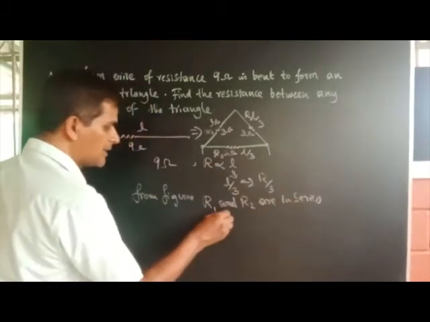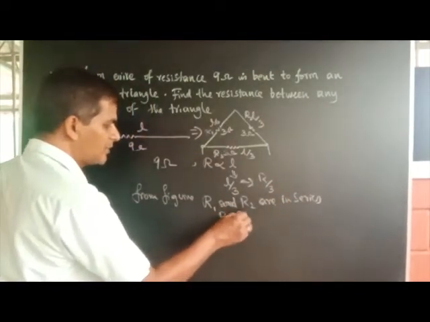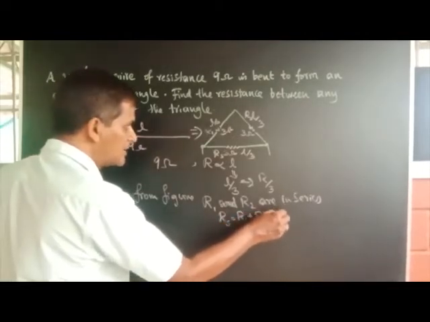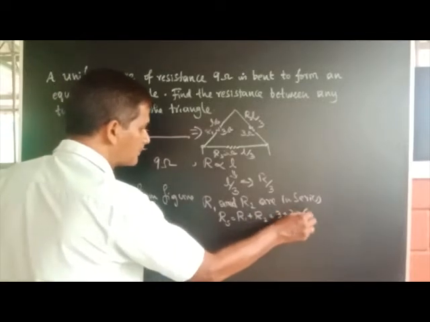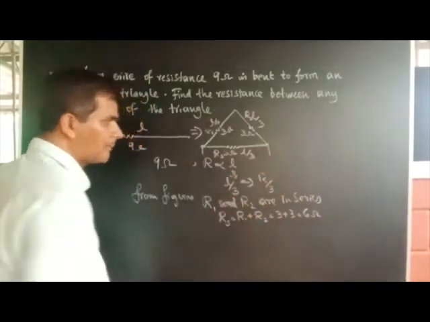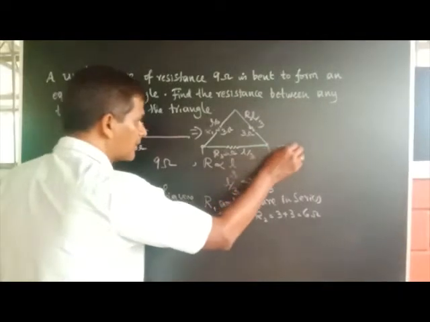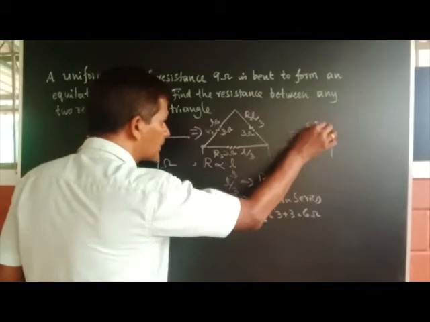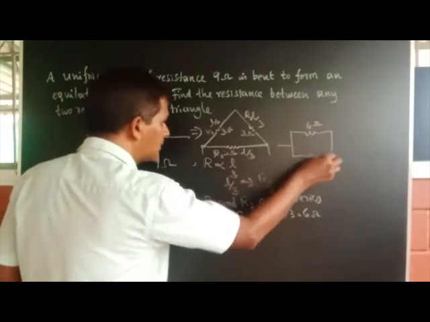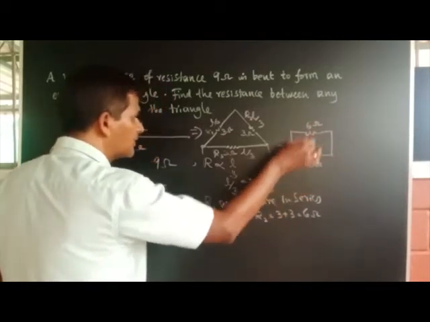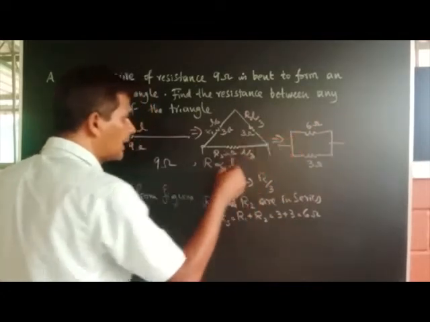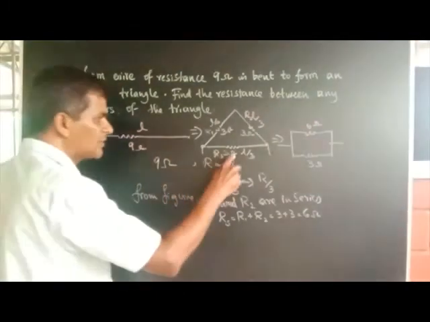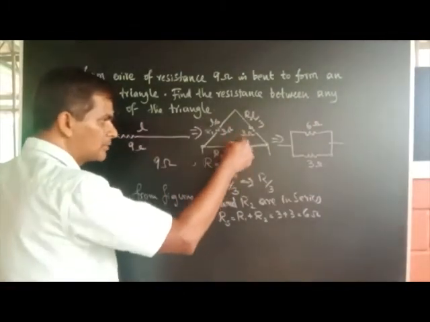Then for series resistance, we know that the effective resistance is R1 plus R2, that is 3 plus 3, which is 6 ohm. This is the effective resistance of this combination. The upper part is 6 ohm, the two resistances, and the lower part we have 3 ohm. Then look at this picture. Now these two resistances are in series, I get 6 ohm, and these two are parallel to this 3 ohm.